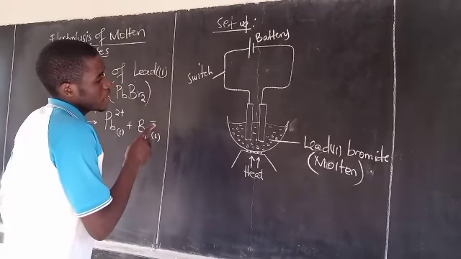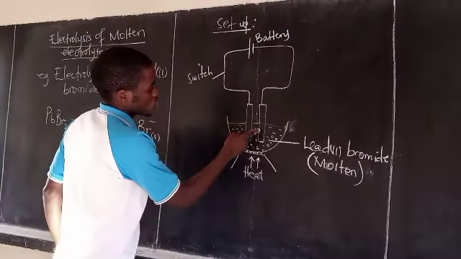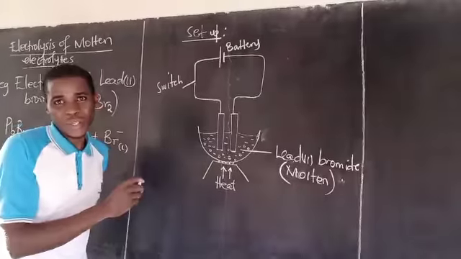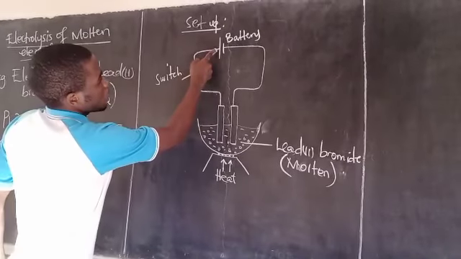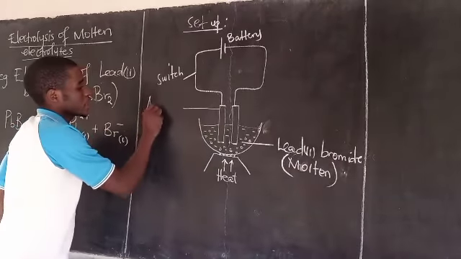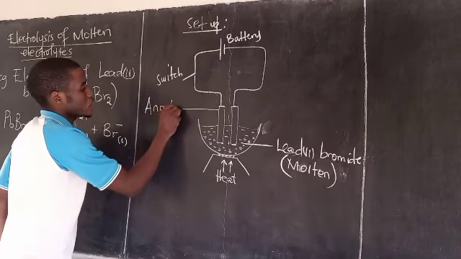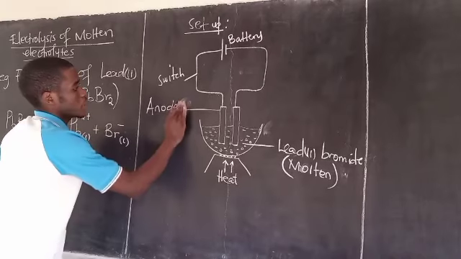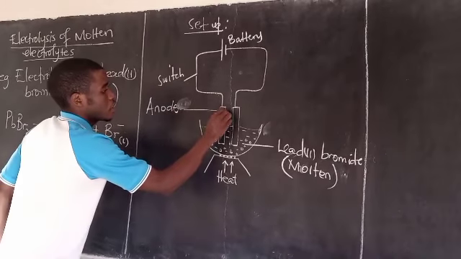Can we label these electrodes? At least you must be having that information for now. If this is the positive end of the battery, then this one is the what? This one is the anode. It is positively charged. Let me put the positive here.